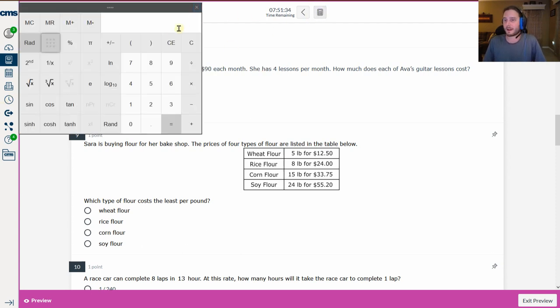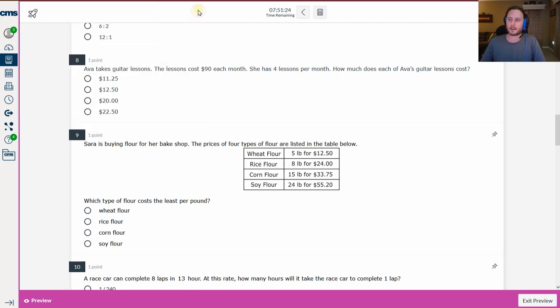So we do have a calculator we can use. 90 divided by 4. And that's going to give me 22.5. And if we look at our answer choices, $22.50 is an answer choice for number 8.